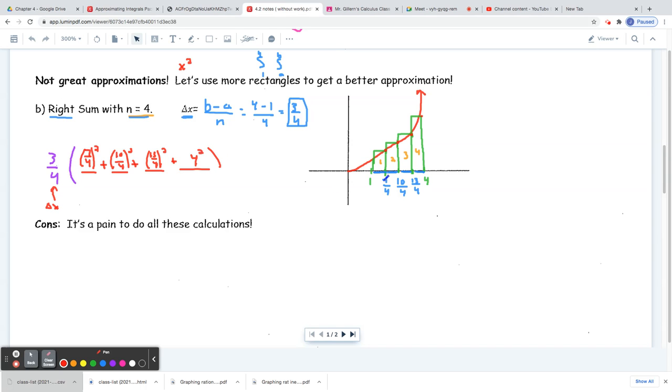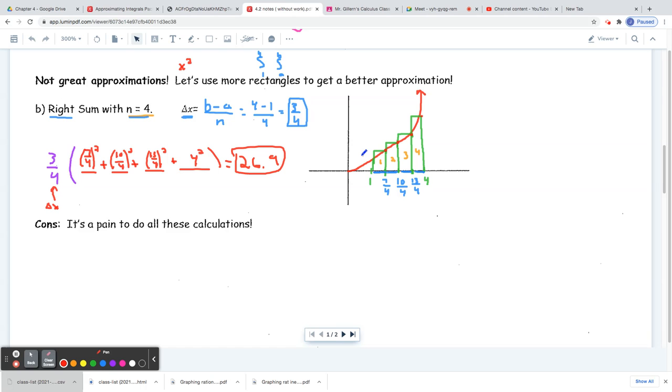The reason I did 7/4 is because in rectangle 1, the right side was 7/4. Rectangle 2, it was 10/4 on the right side. Rectangle 3, it was 13/4. Rectangle 4, it was 4. And what you would do is just plug that into your calculator and get an answer. Whatever it says would be your area. In this case, it's 26.906, but that's good enough.